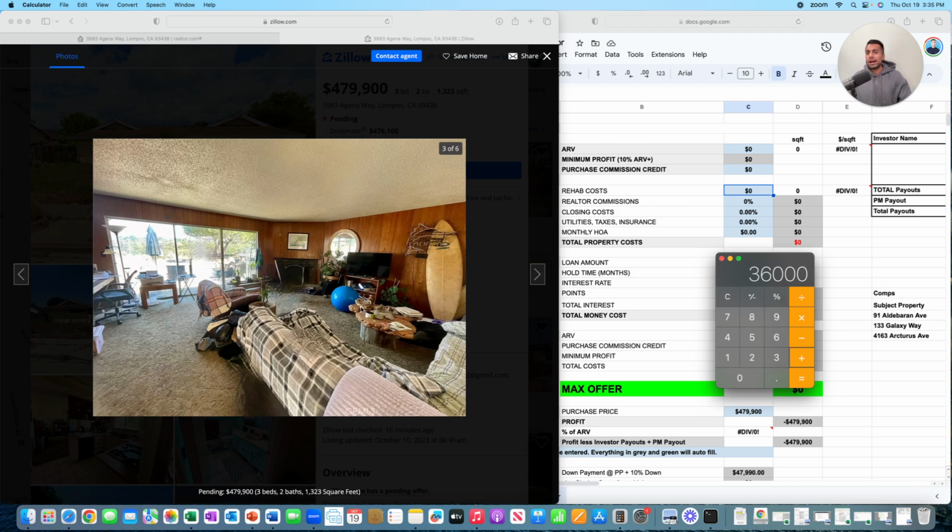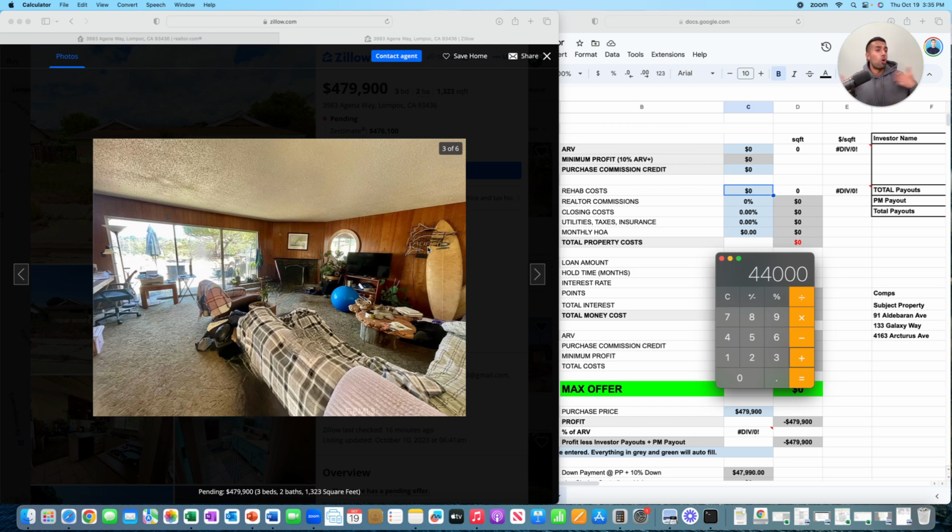Flooring, I would probably budget around $8,000, because I believe the square footage of this property was around 1,300 square feet. It'll be maybe $250 a square foot for the basic entry level flip flooring, and then you need to add on labor for that, so that's 8 grand. Patio door needs to be replaced.